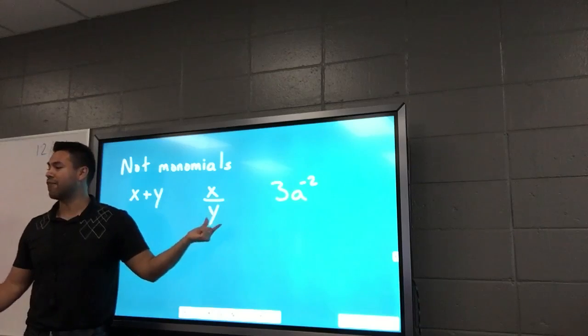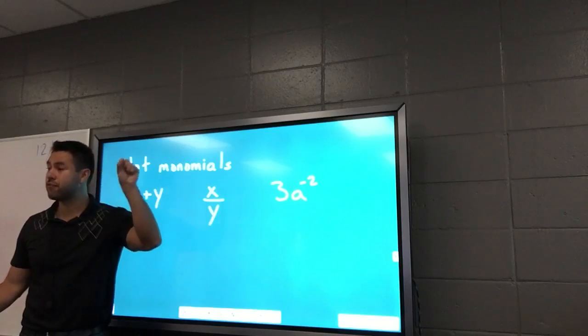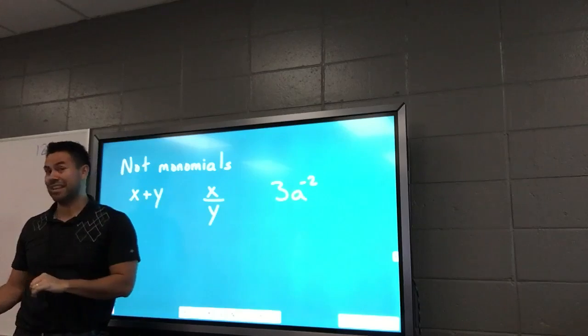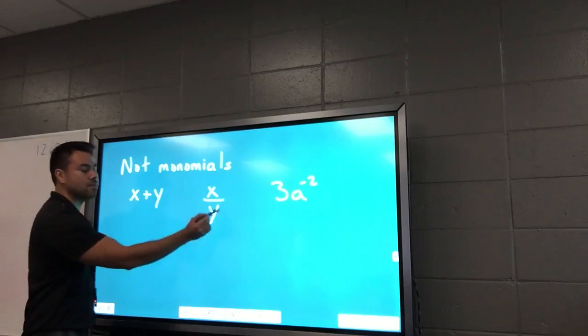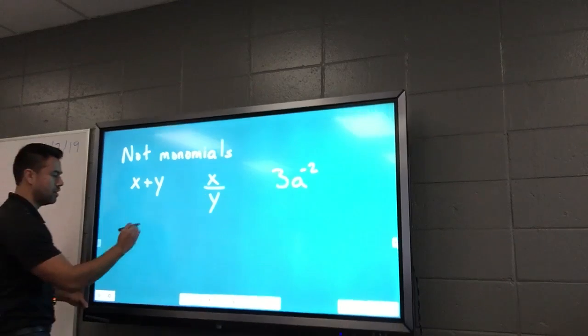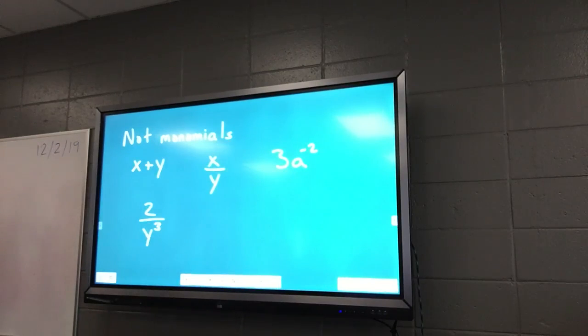This y, if I brought it up to the numerator, would become y to the negative first. You guys remember that at all? That's okay. You'll get it next week. This would also be a negative exponent technically, so it doesn't work. Or it's just division. Another one. 2 over y to the third. Oh, positive exponents. Love it. No, they're being divided.